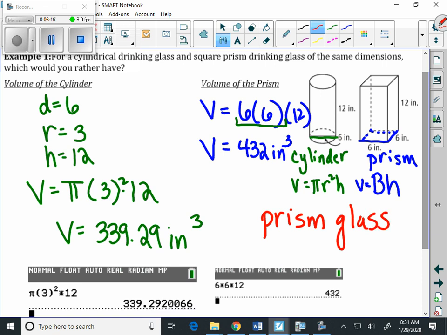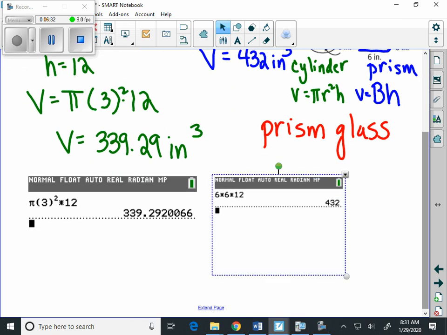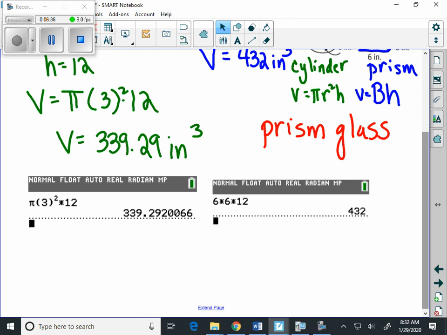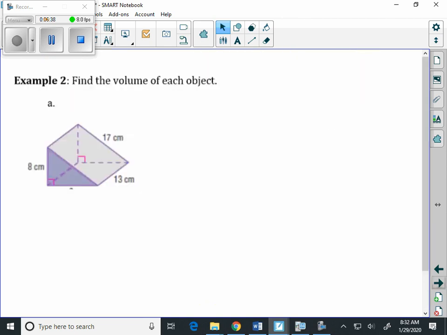So what's going to be important on these is, can you identify the base? Can you identify the height? And then knowing the formulas, but the green paper will be provided for you, so you don't have to memorize a formula. So if we look at the next example here, it says find the volume of each object.